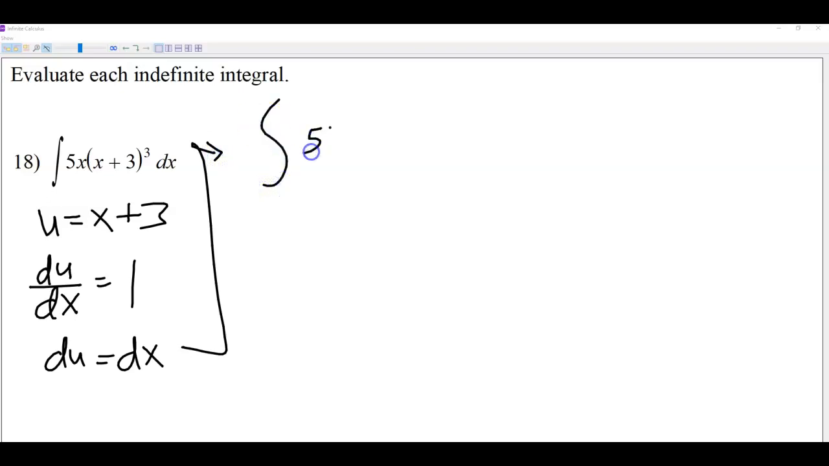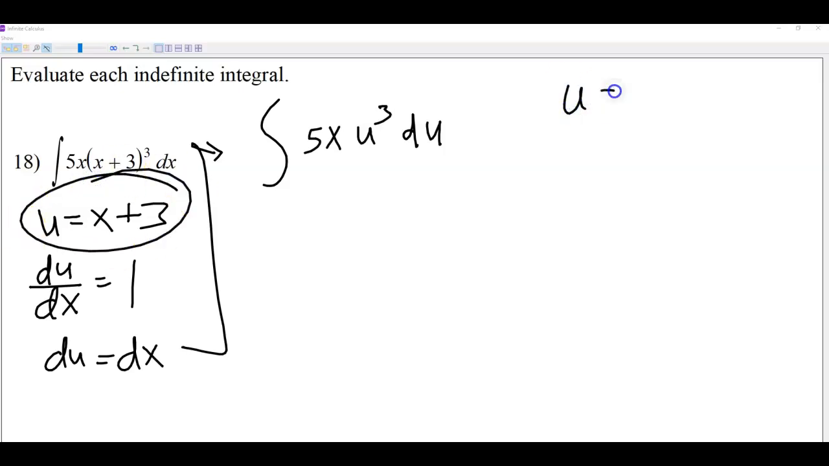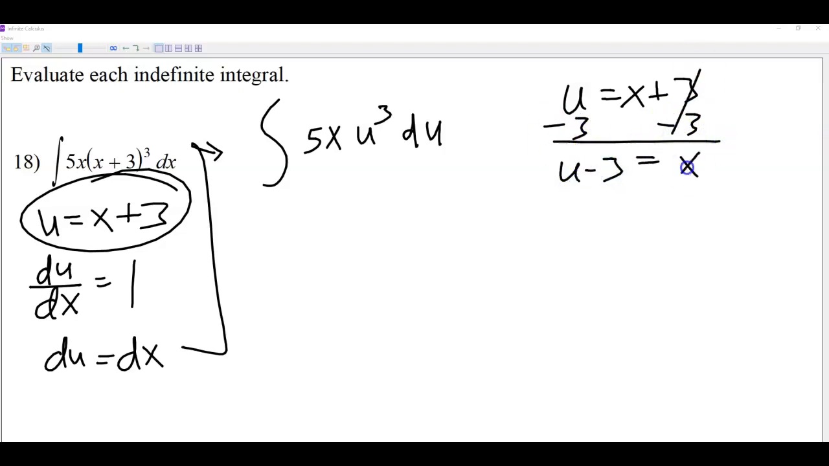So we have 5x u cubed du. Now, what's interesting here is that the x won't cancel out. We're left over with an extra x. And when that happens, what we want to do is take this equation here, u equals x plus 3, and get the x by itself instead of the u. So I'm going to move this 3 over here like that. And that means that x equals u minus 3.